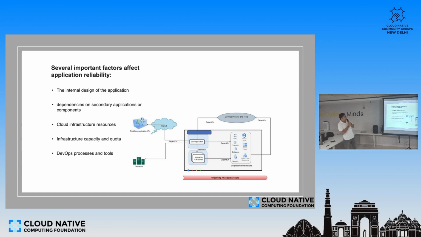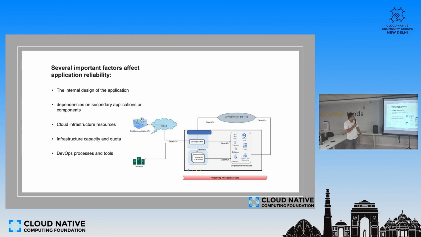Infrastructure capacity and quota. This is also very important because you know about your product and your service. If you don't predict or estimate your quota for the next one year or next six months, then you will run out of quota and your application will become unreliable. So you have to make sure that proper estimations are in place.